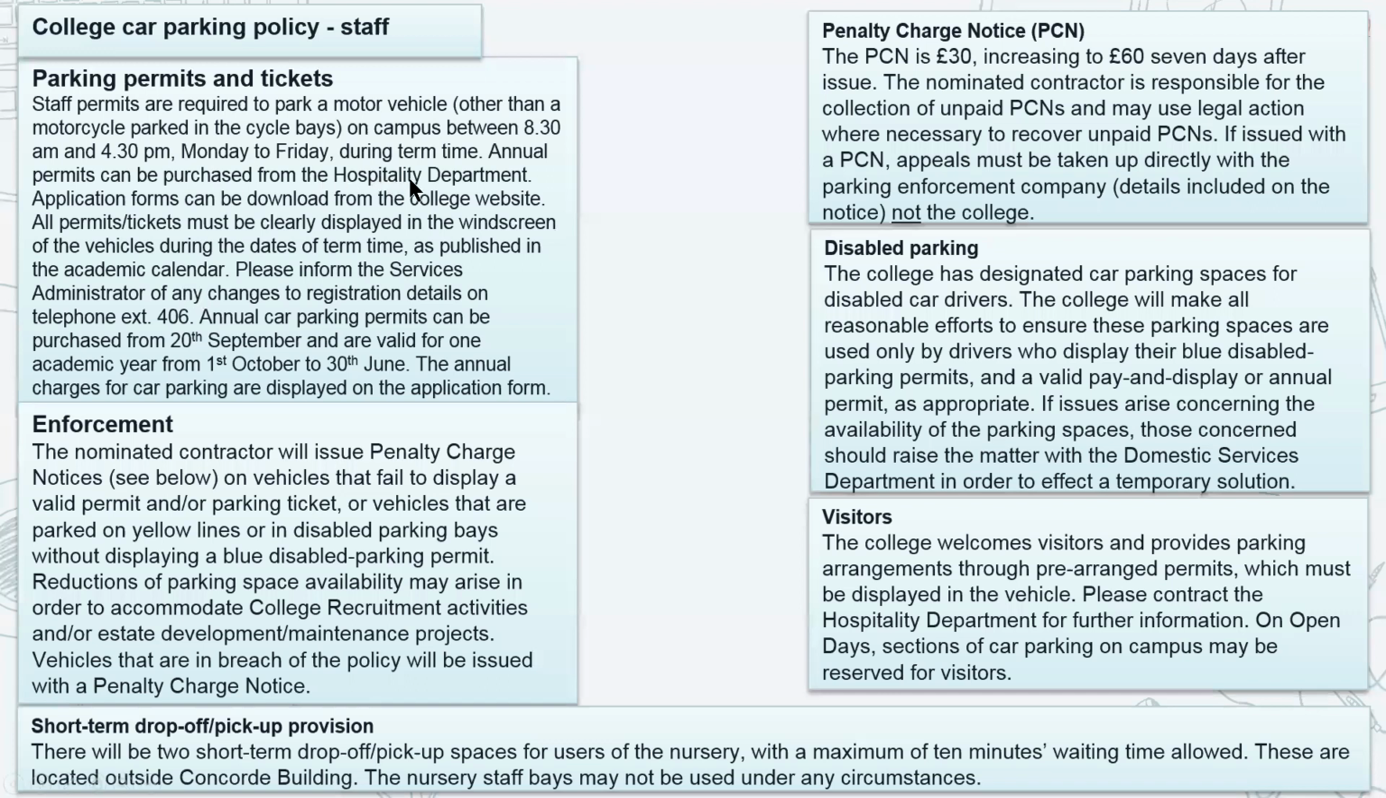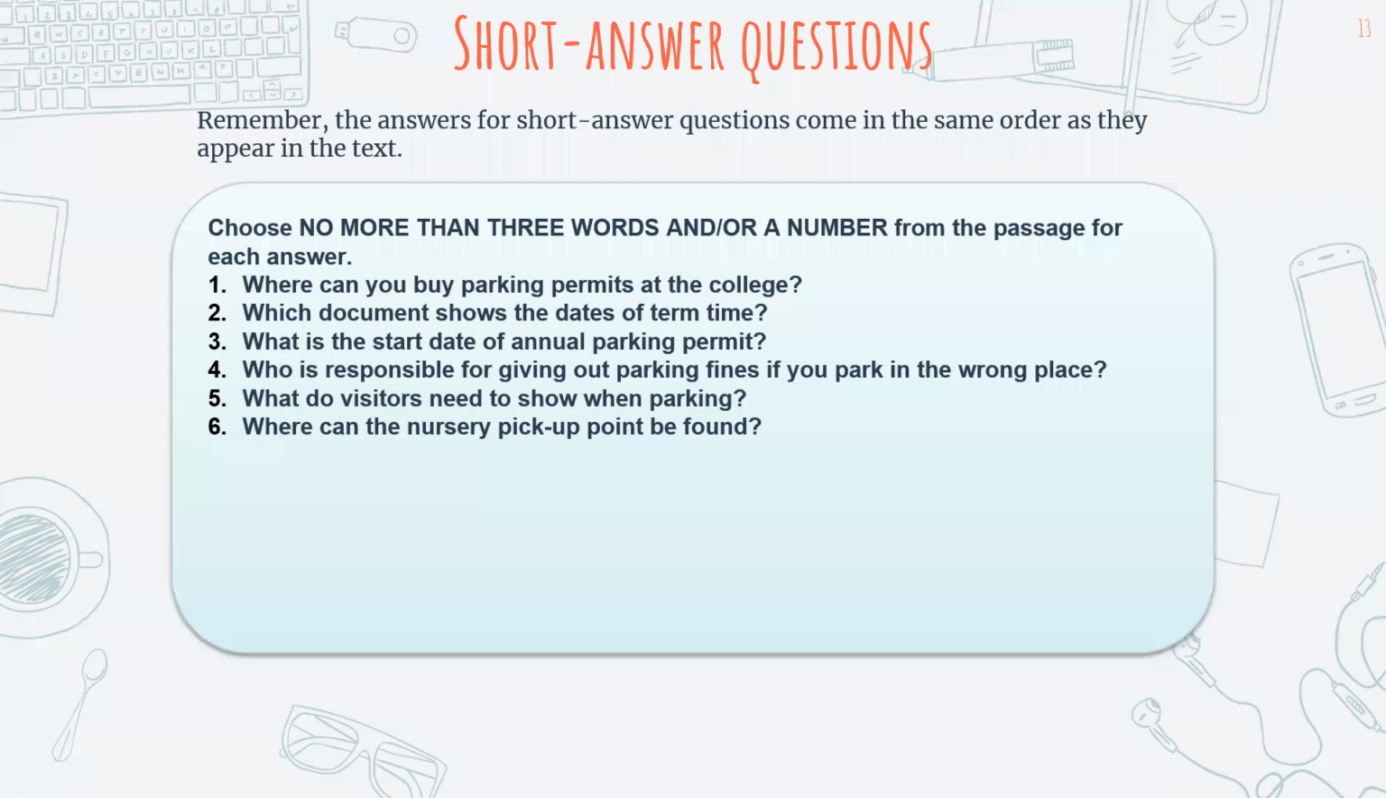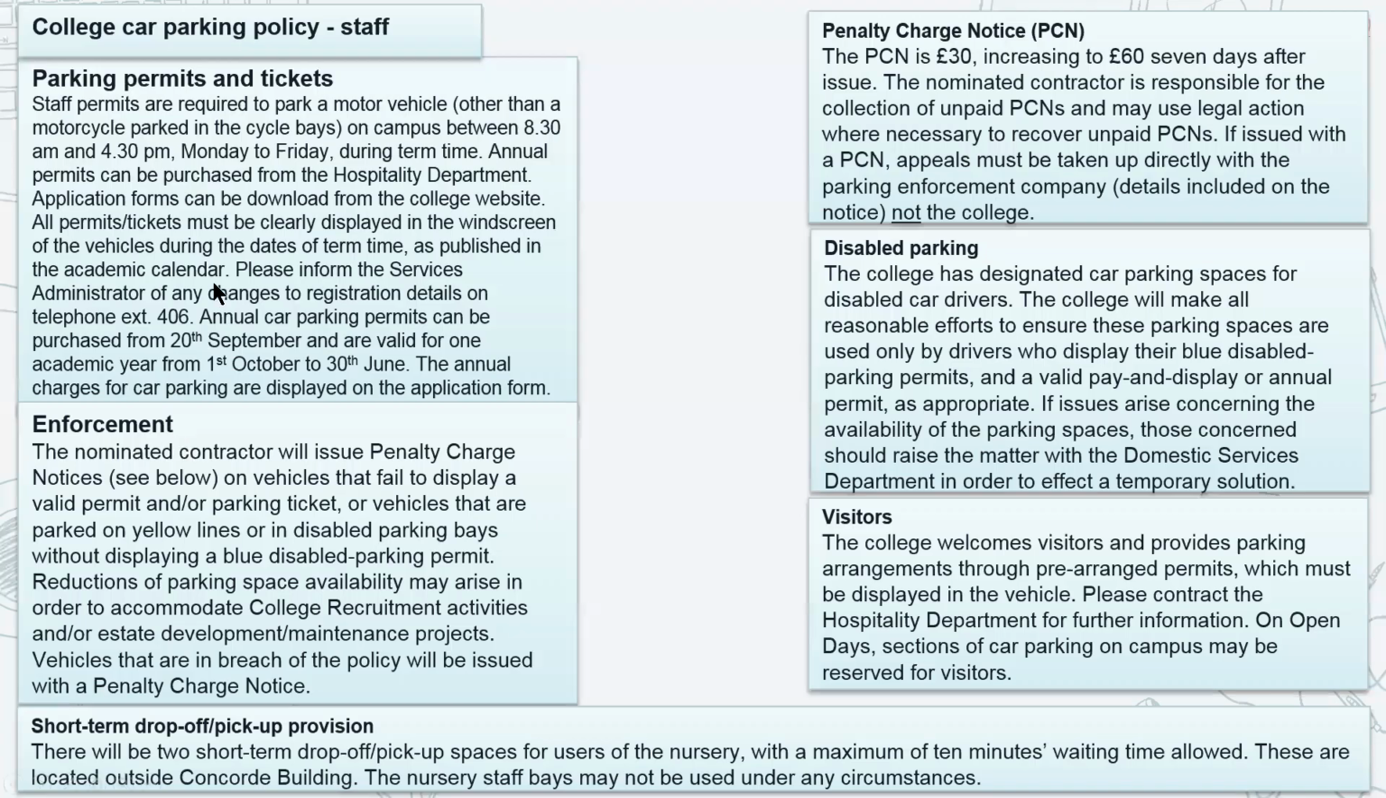You can have 2 questions in the same paragraph. We already said that the questions are in the same order as the answers. So you could have 2 answers for 2 questions in 1 paragraph. I need to find, we said, document, dates, term time. Okay, I will continue.